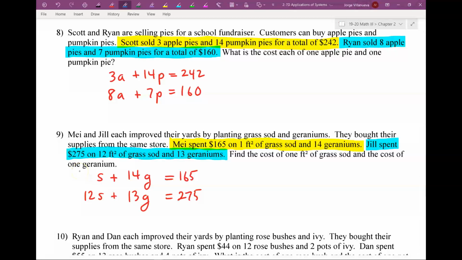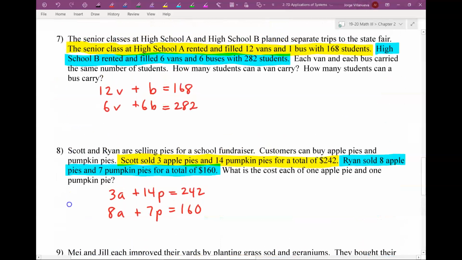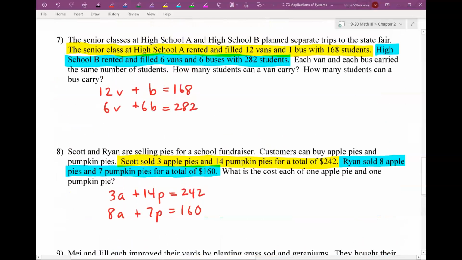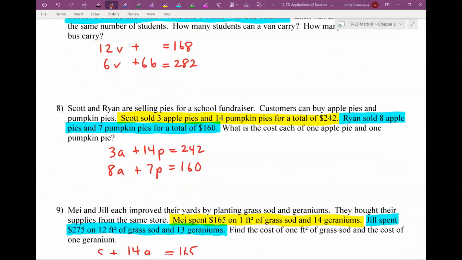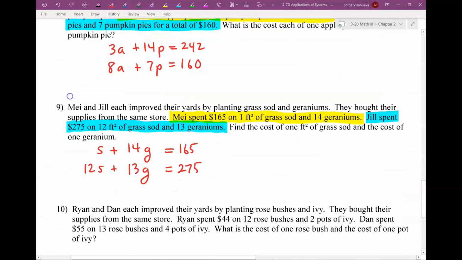For 8, I would definitely do elimination. For 7, I would do substitution. I would solve for B up here. That's all by itself, right? So, whoa, I erased the B. So look for that stuff, okay?